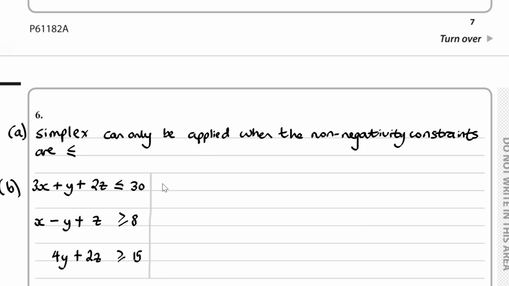For this first equation, we've got 3x plus y plus 2z plus s1 equals 30. Okay, let's just move this up a bit. Equals 30. For this other equation, we've got x minus y plus z, and then we have to be a bit more careful over here.